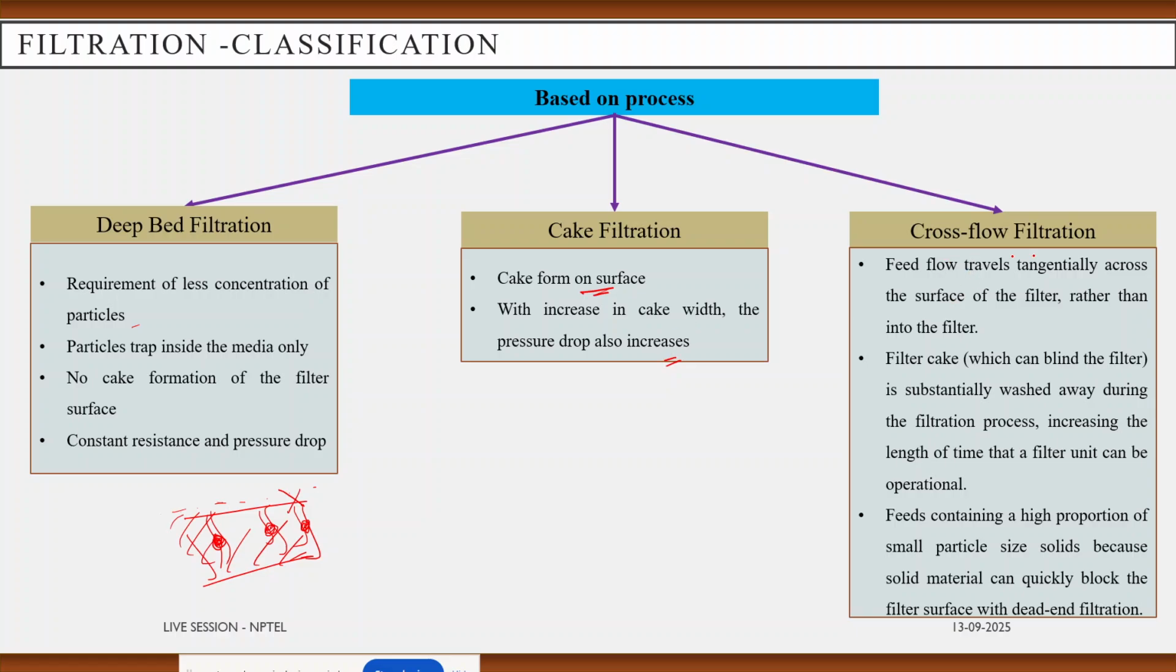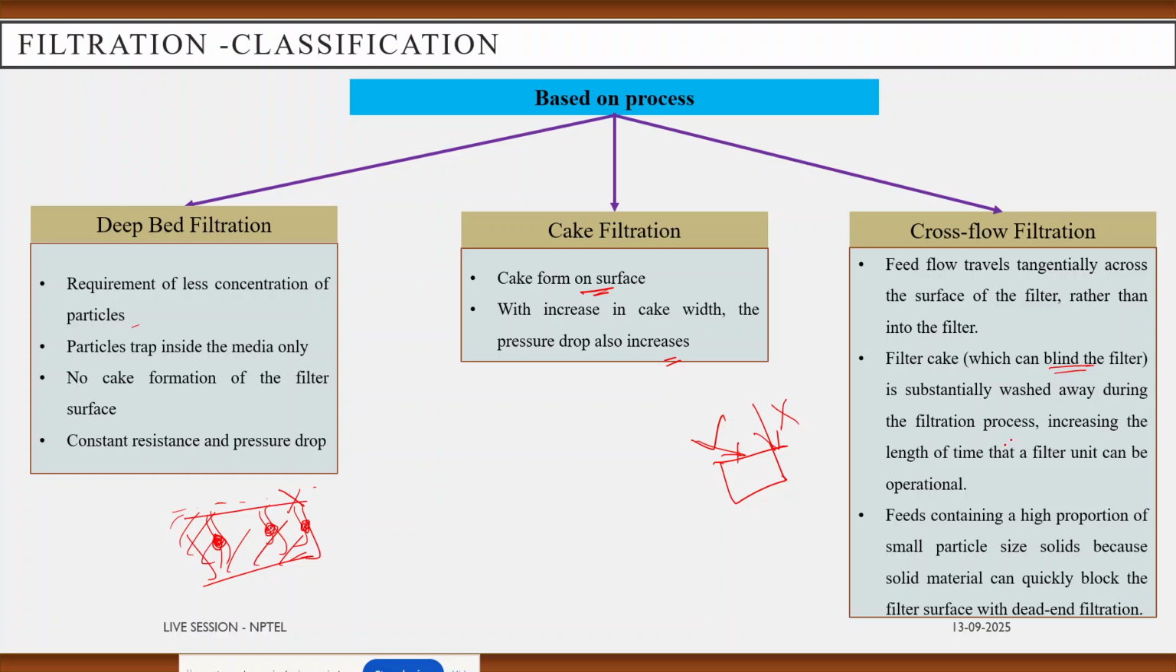And the next one is cross flow filtration. It is quite different from these two because here the feed flows tangentially. So this is the filter medium, and the feed flows tangentially; rather than flowing into the filter, it flows in this direction, tangentially. The filter cake, which may cause blinding of the filter, is substantially washed away during the filtration process, increasing the length of time for which a filter unit can be operational.